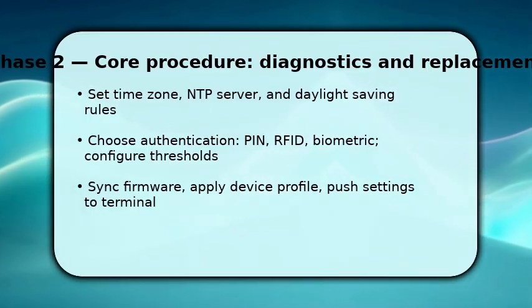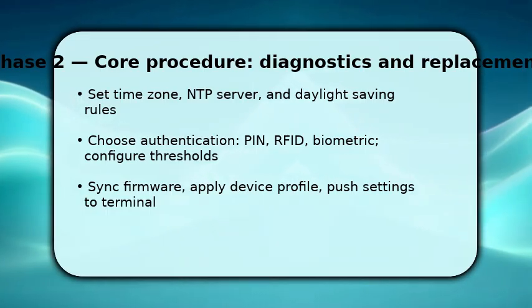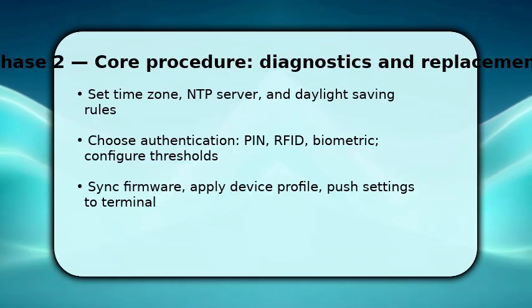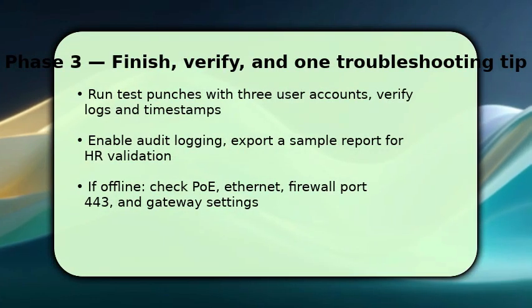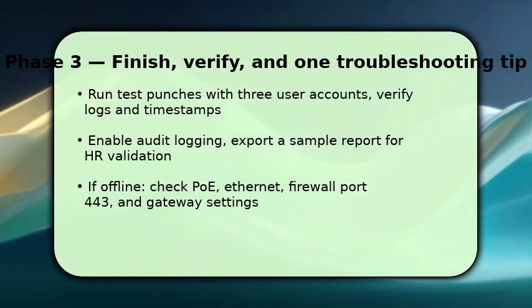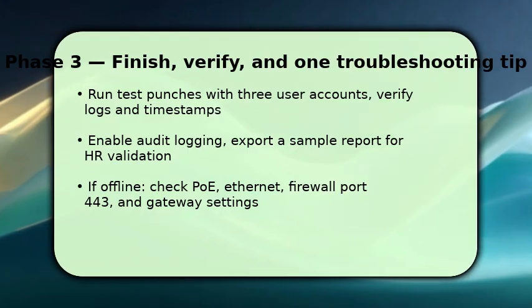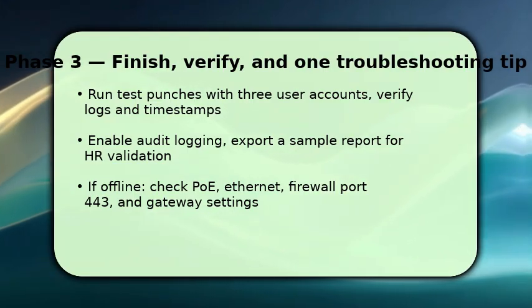Finish by validating functionality. Run test punches with 3 users and inspect logs for correct timestamps and employee ID. Export a sample attendance report and have HR confirm entries. Enable audit logging for future disputes and lock admin roles.